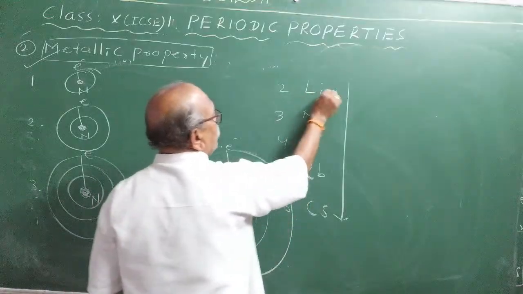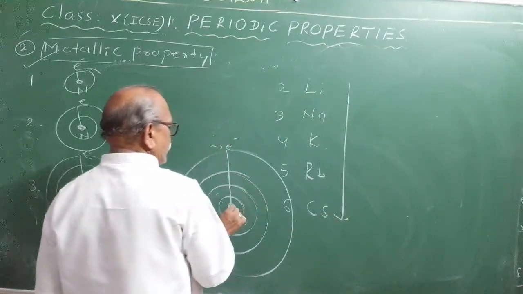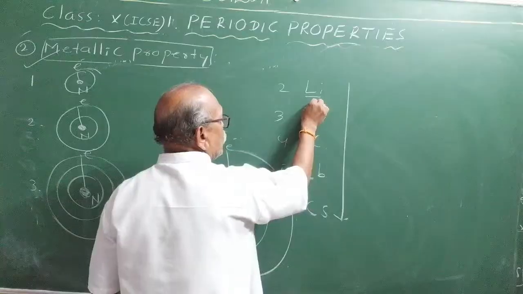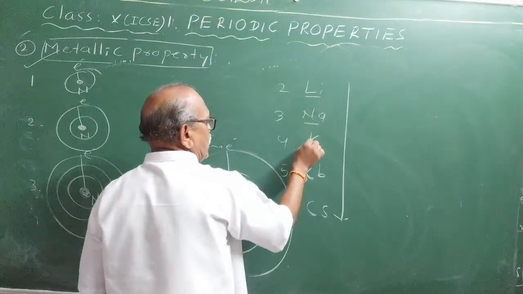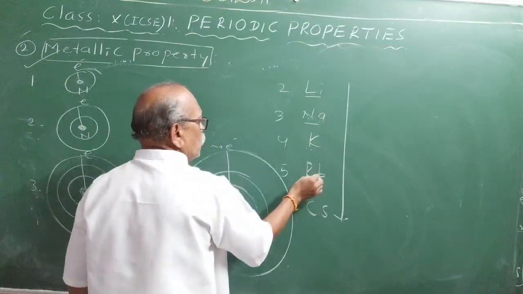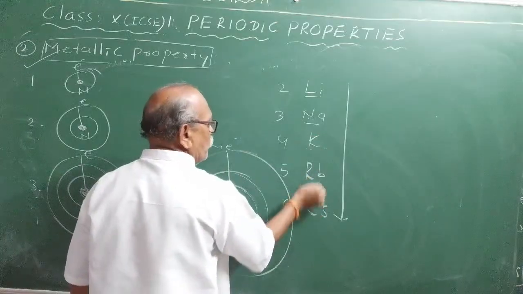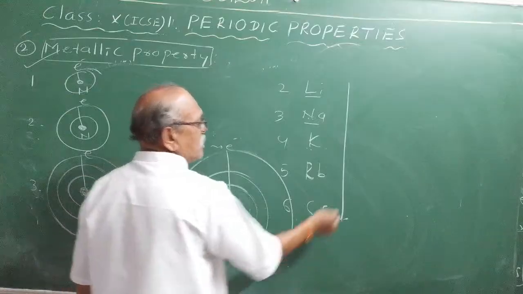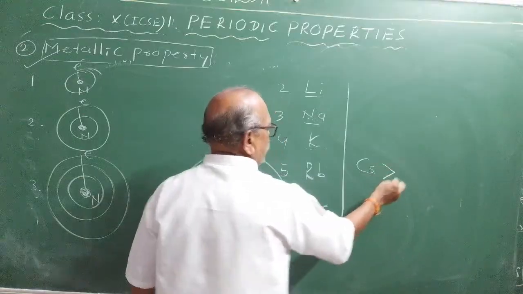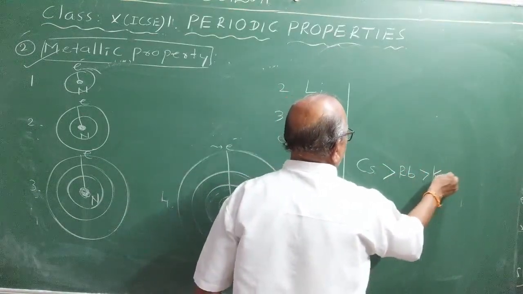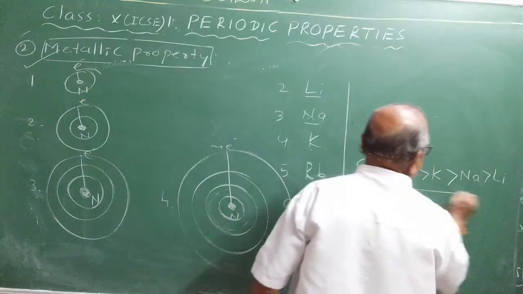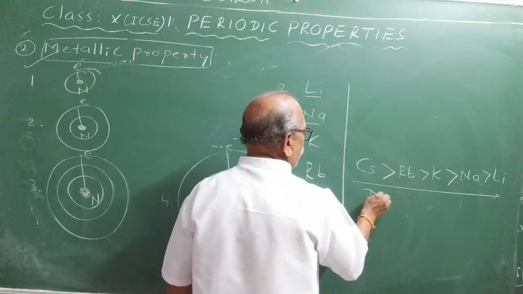Right? And here from lithium to cesium, if you come, what happens? The distance between the nucleus and the outermost shell increases. Therefore, lithium, sodium can more readily give. Sodium is more metallic than lithium. Potassium is more metallic than sodium. Rubidium is more metallic than potassium. Cesium is more metallic than rubidium. Therefore, cesium has the most metallic property. What is the decreasing order of metallic property? Cesium is greater than rubidium. Rubidium is greater than potassium. Potassium is greater than sodium. Sodium is greater than lithium. This is the decreasing order of metallic property.